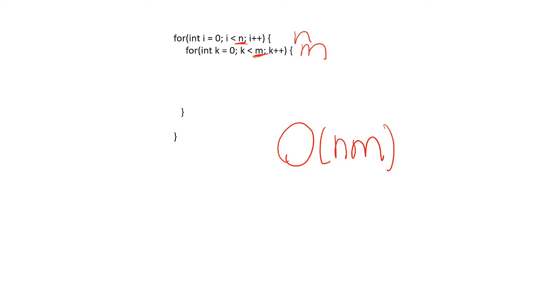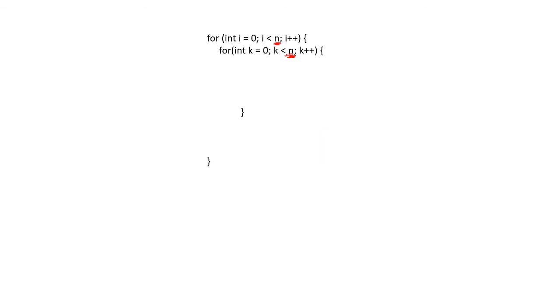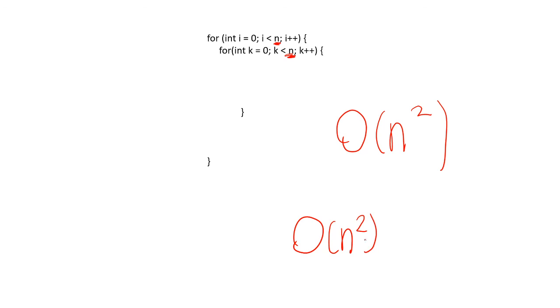Now, check out another example. We have a nested for loop again. This runs n times, this runs n times. The last example ran n times m times. This one is going to run n times n, which is big O of n squared. For each time the outer loop runs, n, the inner loop will run n times. So our answer is big O of n squared.